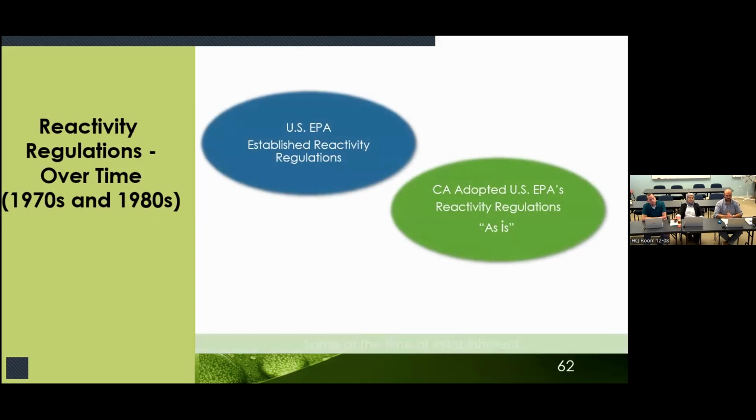The differences between California and US EPA reactivity criteria arose over time for specific regulatory reasons. Similar to the ignitability criteria, initially California's regulations adopted the US EPA's regulatory requirements for reactivity as they were when they were first developed.